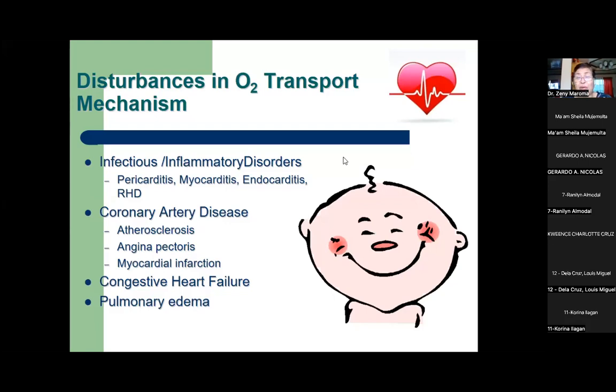For today, our second lecture is about disturbances affecting the pumping mechanism of the heart. Our learning objectives are to understand the disorders as to the etiology, pathophysiology, signs and symptoms, and management of patients with infectious inflammatory disorders, congestive heart failure, and pulmonary edema.